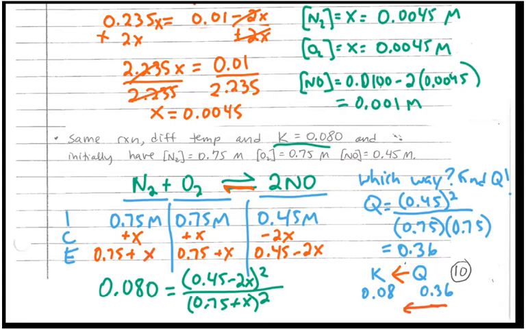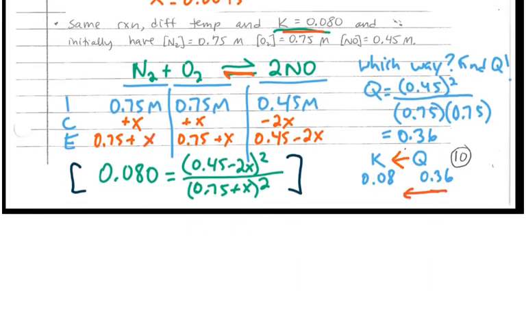So we use that to set up the icebox, and then we use those equilibrium concentrations and the given K value to set up our equation here. And what we didn't get to finish doing was solving for X. So that's what I'm going to do now.